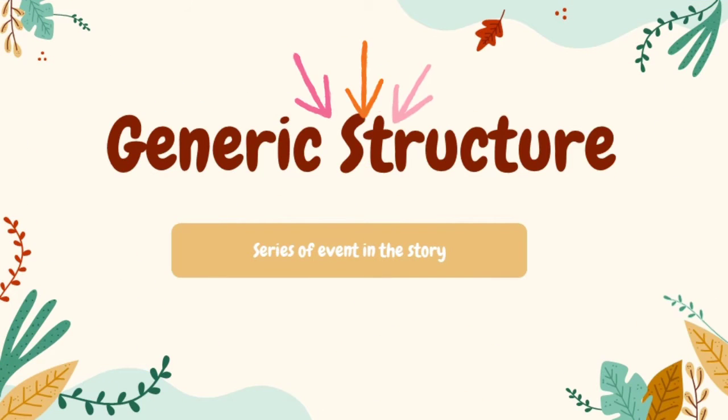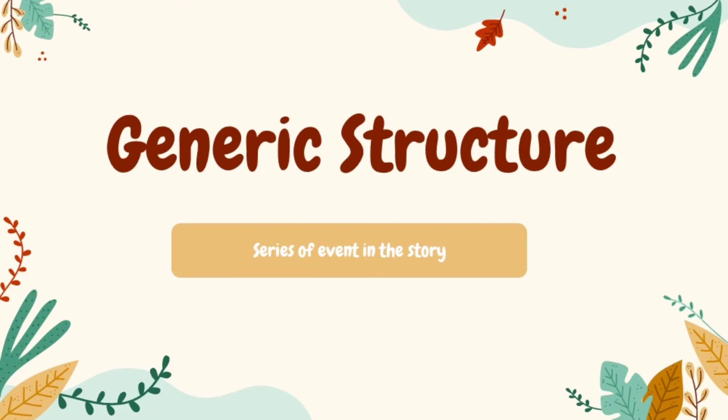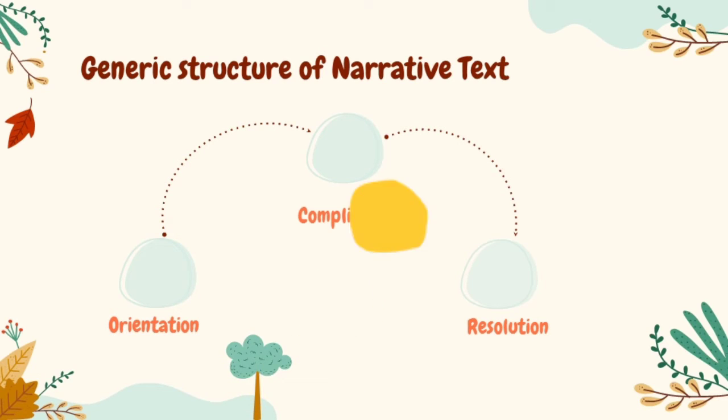And the last is generic structure. Generic structure is the series of events in a story. There are three kinds of generic structure in narrative text. The first is orientation, the second is complication, and the third is resolution.